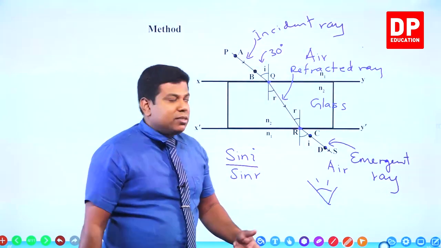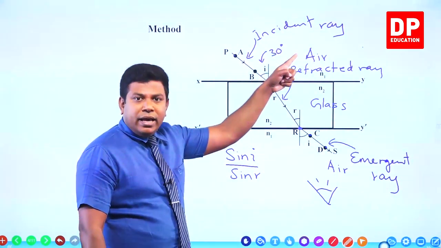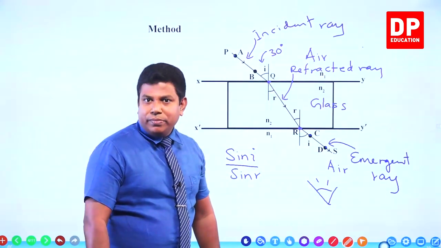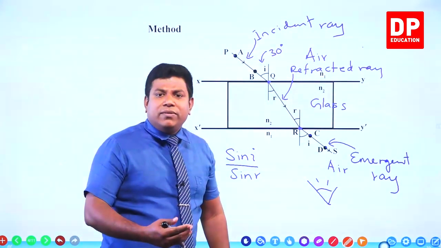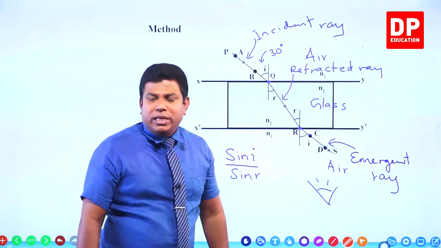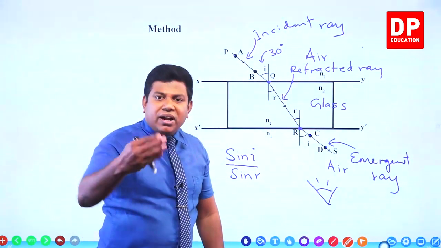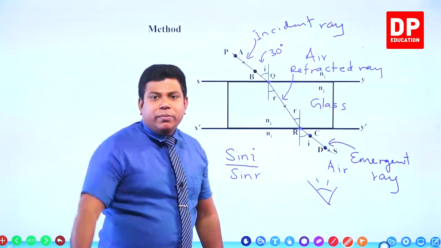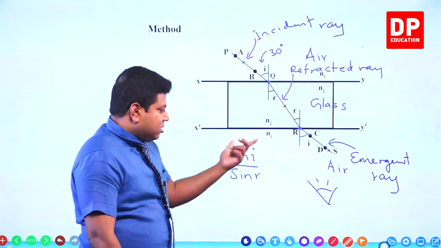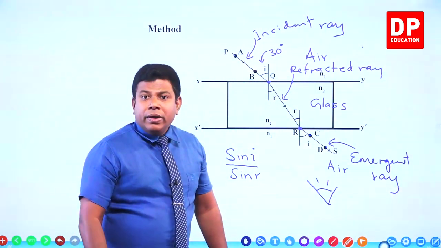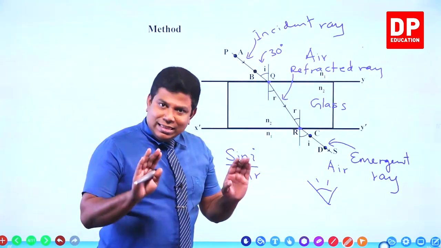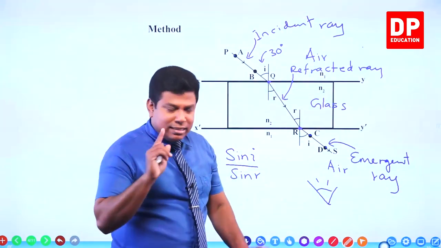Repeat that multiple times. That means change the 30 degrees and repeat this experiment. To draw a line, usually in physics, at least 4 points have to be taken. So with at least 4 different angles of I, repeat this experiment and get your values. Check that sin I over sin R is a constant. This is what the method is. Let's see how to write this.